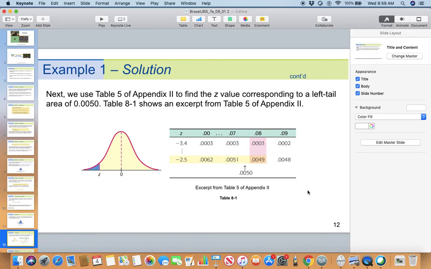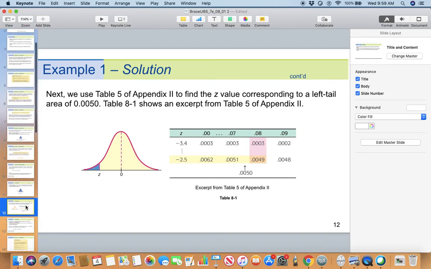If you look at the area table, you will find 0.0051 and 0.0049. Think of it as if you didn't have the decimal points: this is $51, this is $49, and you want precisely $50, right in the beginning. So it's going to be negative 2.575. Negative 2.575 is what we get using the table.